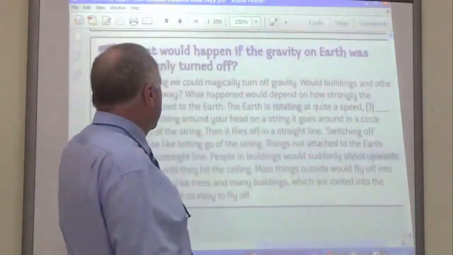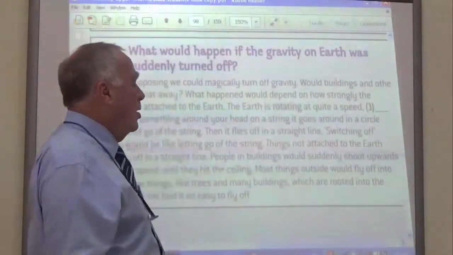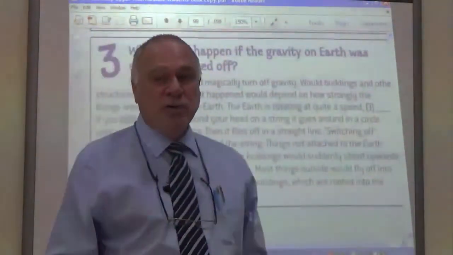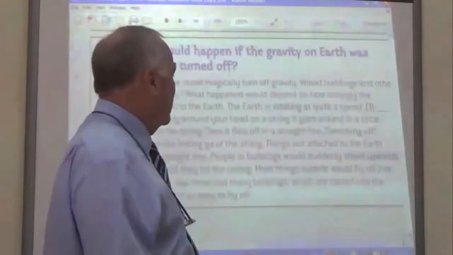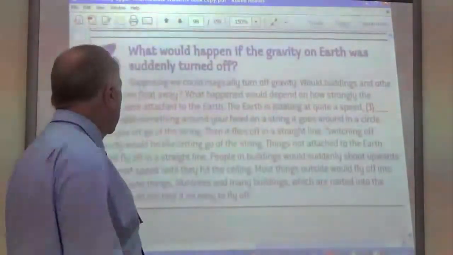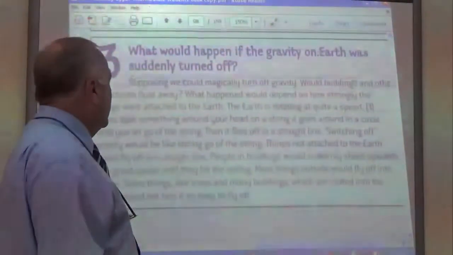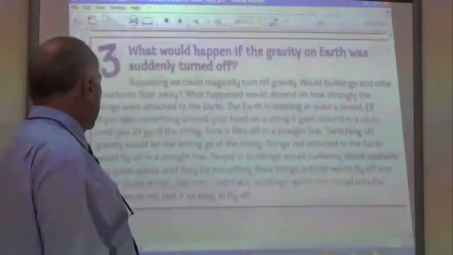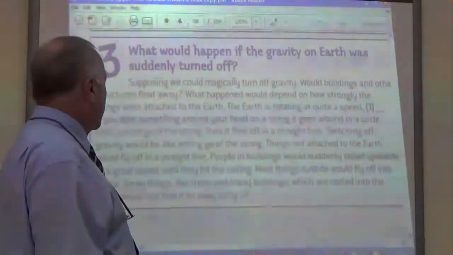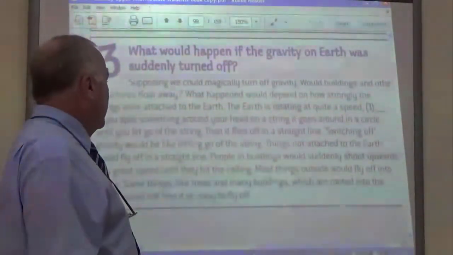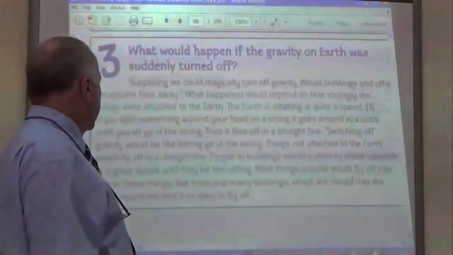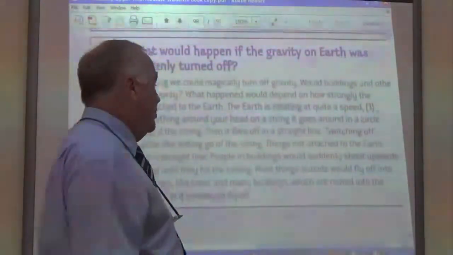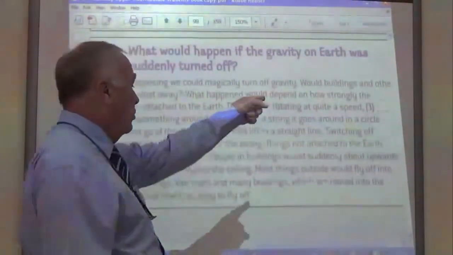So the question we ask here in number 3 is, what would happen if the gravity on Earth was suddenly turned off? Let us see. Supposing we could magically turn off gravity, would buildings and other structures float away? What happens would depend on how strongly the things were attached to the Earth. The Earth is rotating at quite a speed. Number 3, we will come back to that.